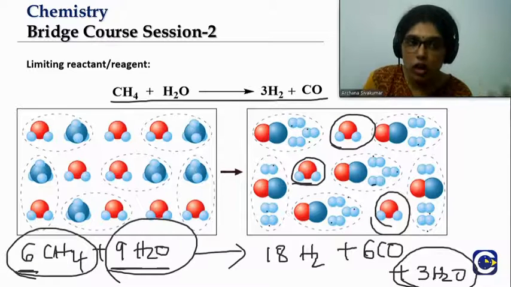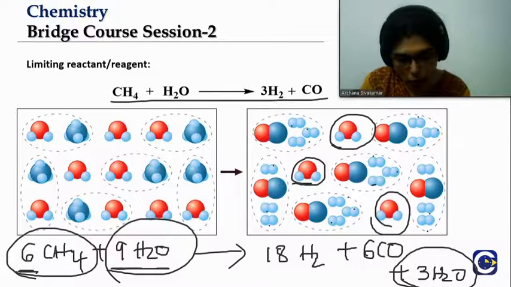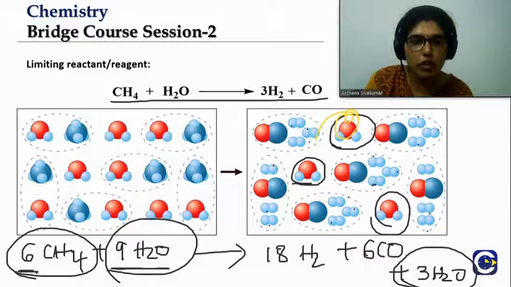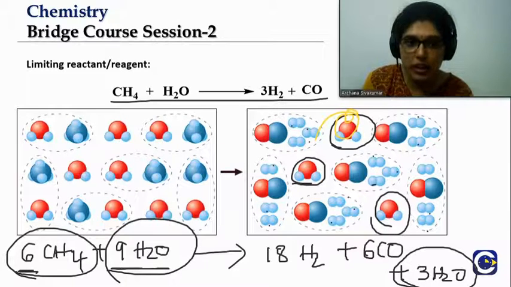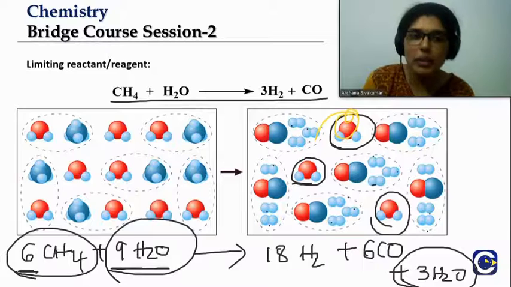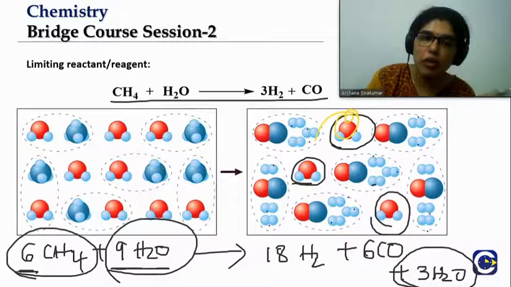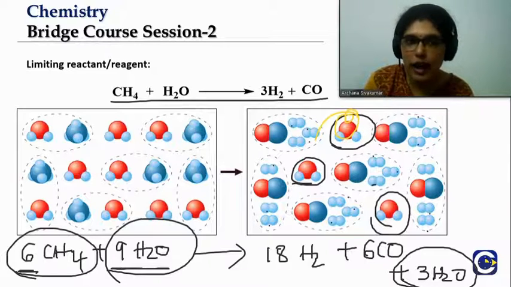Even though there are water molecules remaining, there is no methane to react with them. If I had added 3 more methane molecules, the reaction would have performed and given 3 hydrogen and 1 carbon monoxide. But that did not happen here.